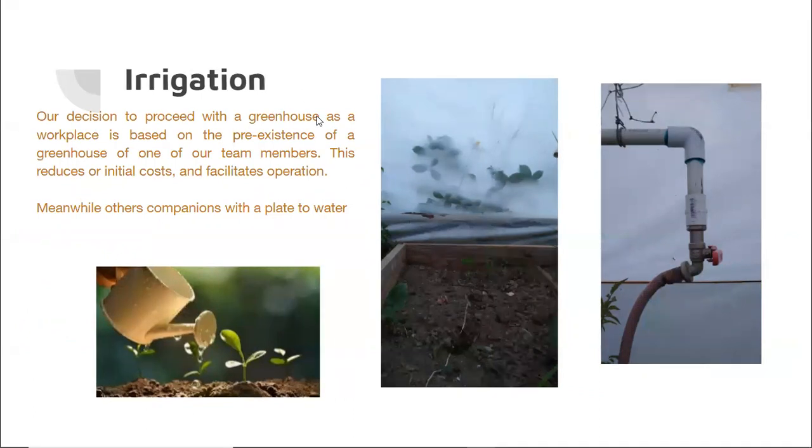Irrigation. The decision to proceed with a greenhouse as one place is based on the existence of a greenhouse of one of our team members. This reduces our initial costs and facilitates operations. Meanwhile, other companions have a place to garden. And we use the hydraulic irrigation system of the earth in the area.